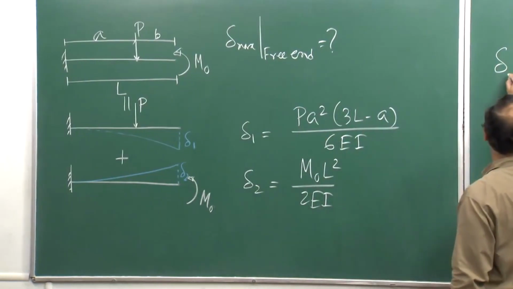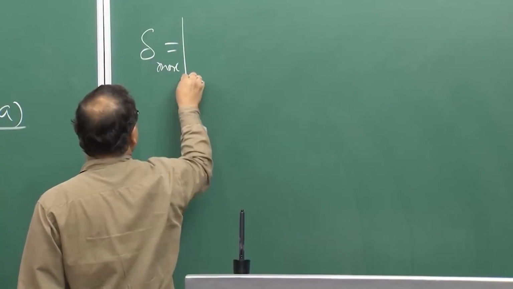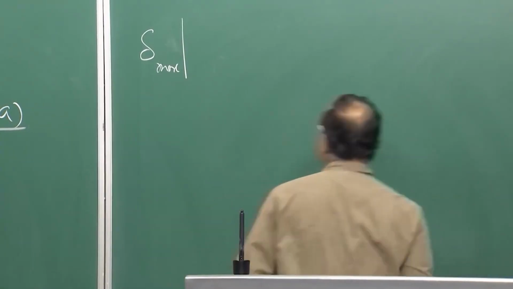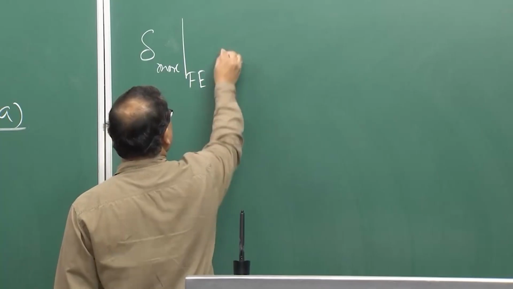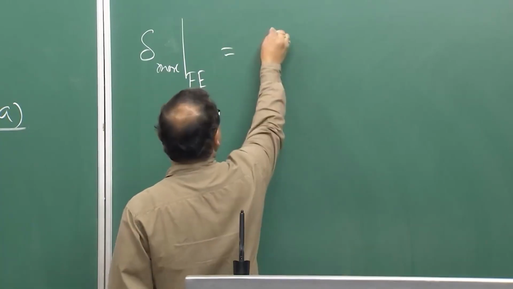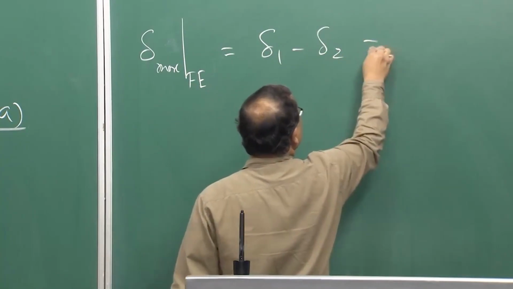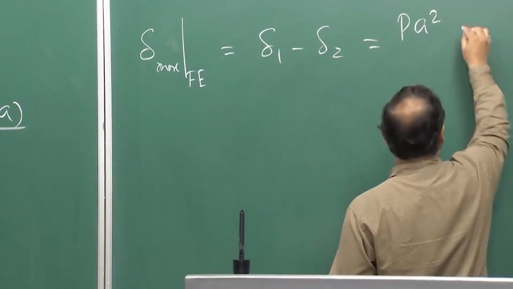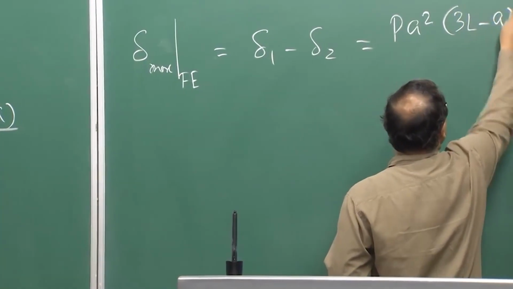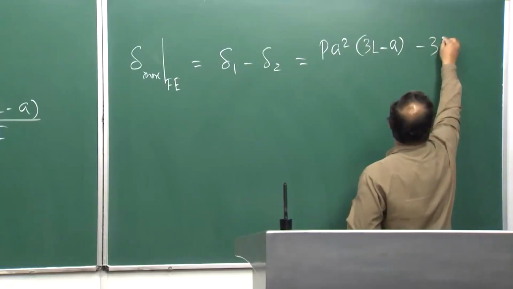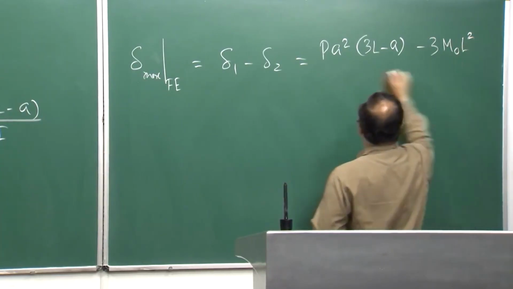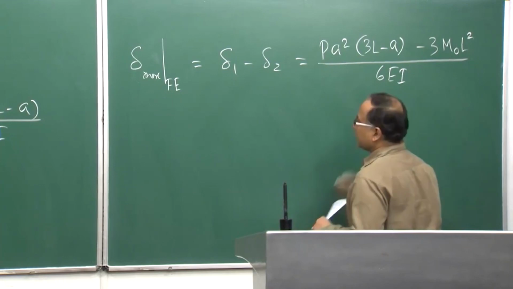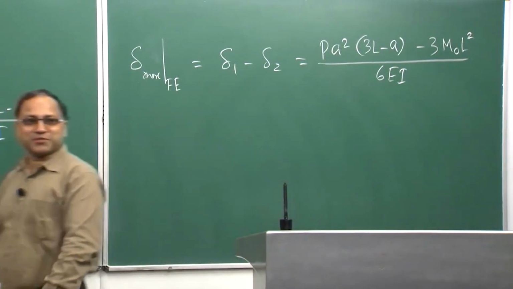So, delta max at the free end is nothing but delta 1 minus delta 2, which will be P A squared (3L minus A) minus 3 M naught L squared, divided by 6EI. Very simply you have got it, just 2-3 steps.